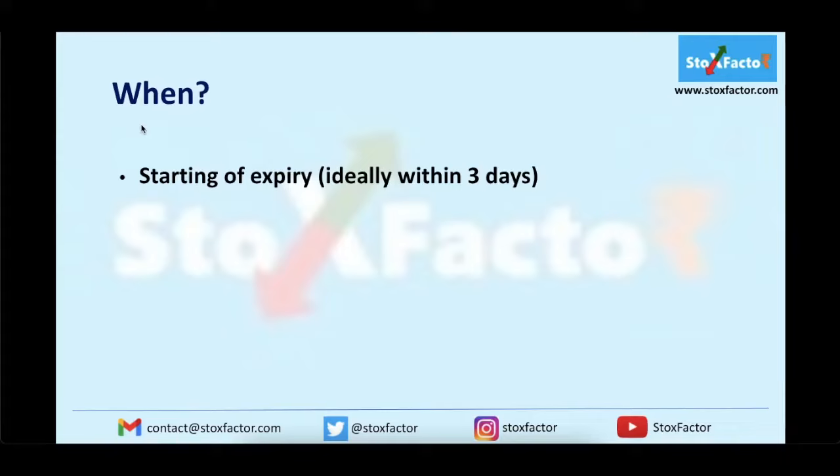For example, generally the expiry happens on Thursday, so Friday, Saturday, Sunday. Saturday and Sunday would be the ideal time for you to do the analysis. Maximum you can extend it to Monday or Tuesday. By then you have to select your stocks and then monitor those stocks and follow the data on them. So friends, now let's switch to the dashboard and do our analysis.